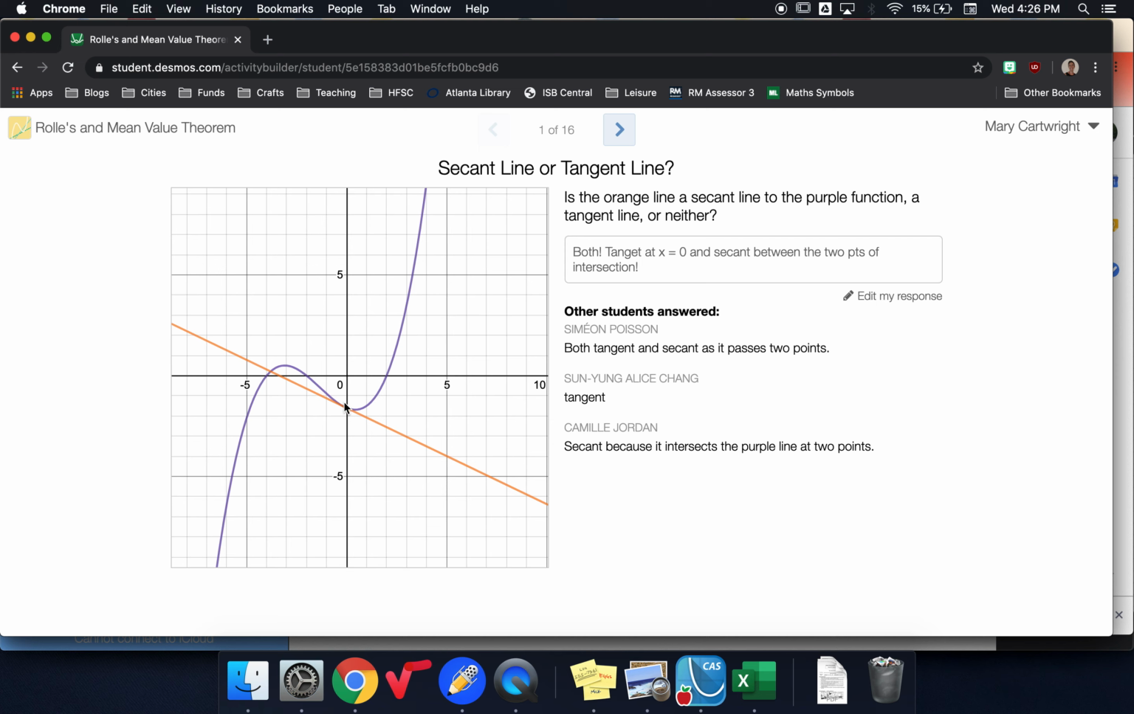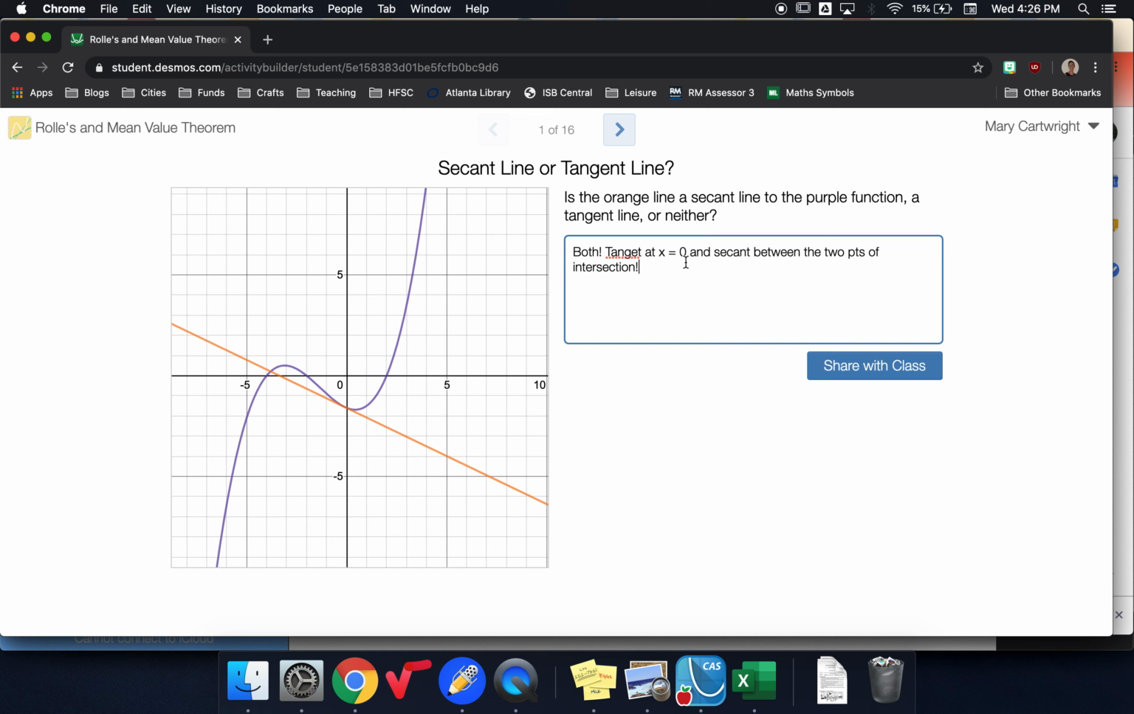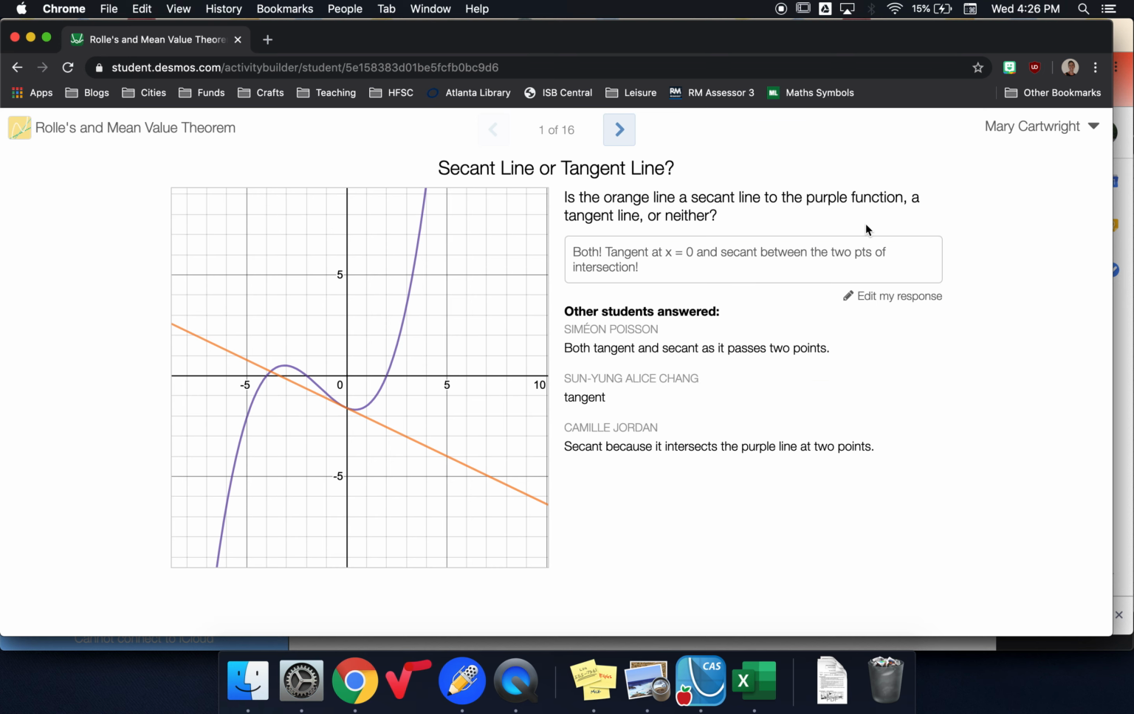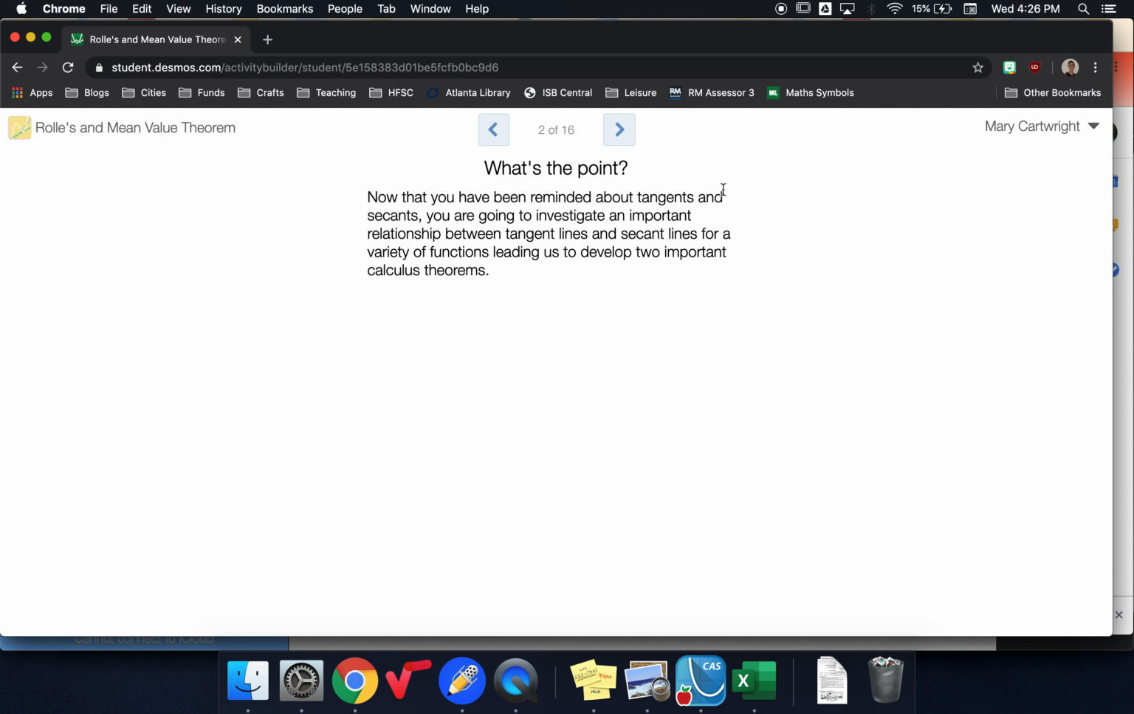So I see that it's tangent at this point, x equals 0, but I could also say that it's secant between x equals 0 and this point of intersection here, which is negative 3.8. So I'm going to say that it's both. It's tangent at x equals 0 and secant between the 2 points of intersection. All right, so that's our reminder of what's the difference between a tangent and a secant.